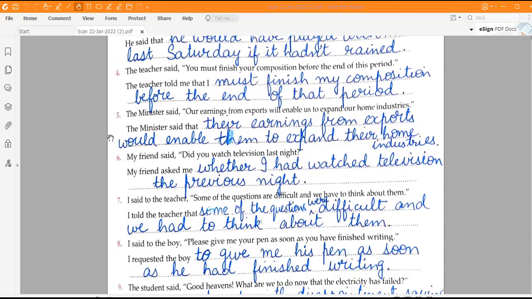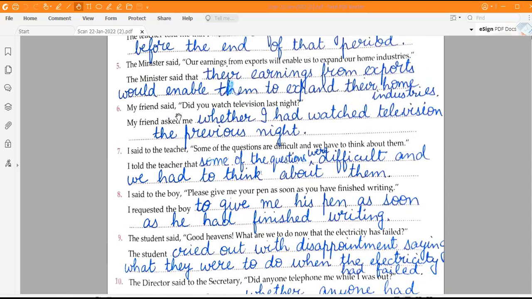Fifth one: the minister said, "Our earnings from exports will enable us to expand our home industries." The minister said that their earnings from exports would enable them to expand their home industries.